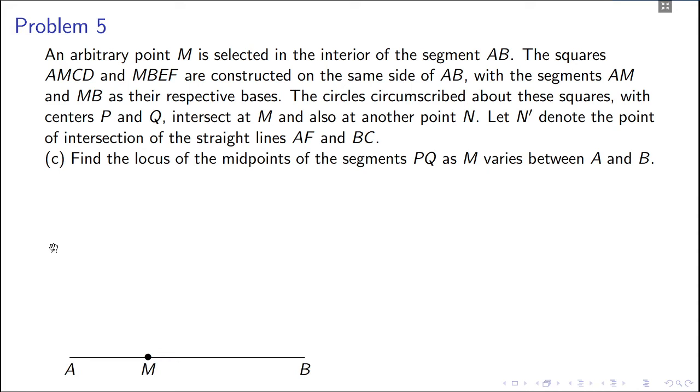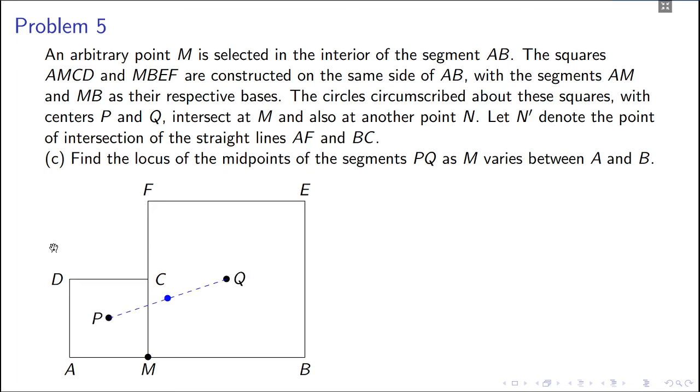You have this segment, you have point M in that, you construct the squares, and find the midpoint of this P and Q. Find the locus of this midpoint. That also we can do easily. Let's call this length x, the whole length a, so this is a minus x. Now we write down the coordinates of P. It will be x by 2. For the coordinates of Q, the x coordinate will be x plus half of a minus x, and the y coordinate will be half of a minus x.